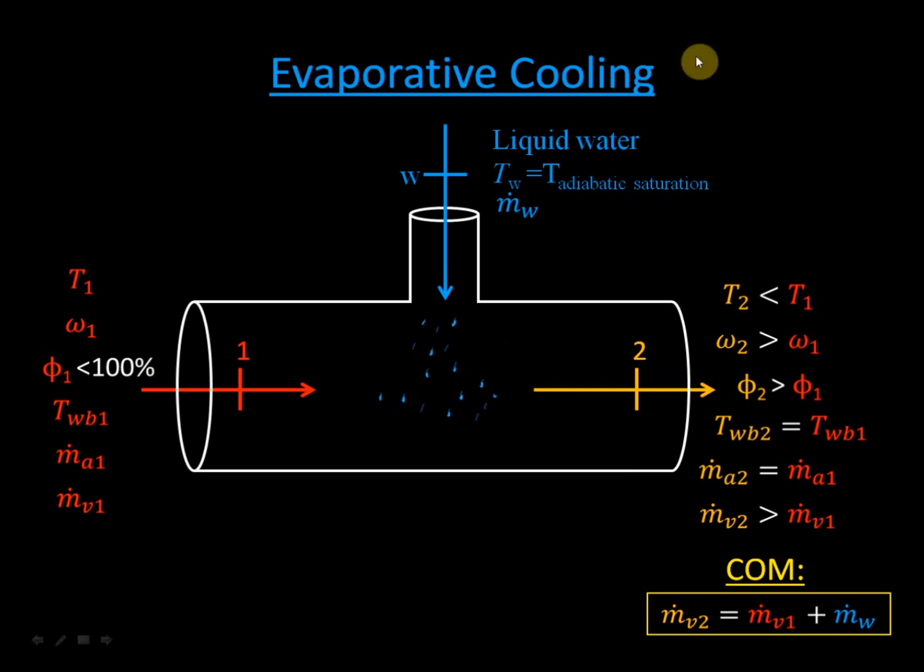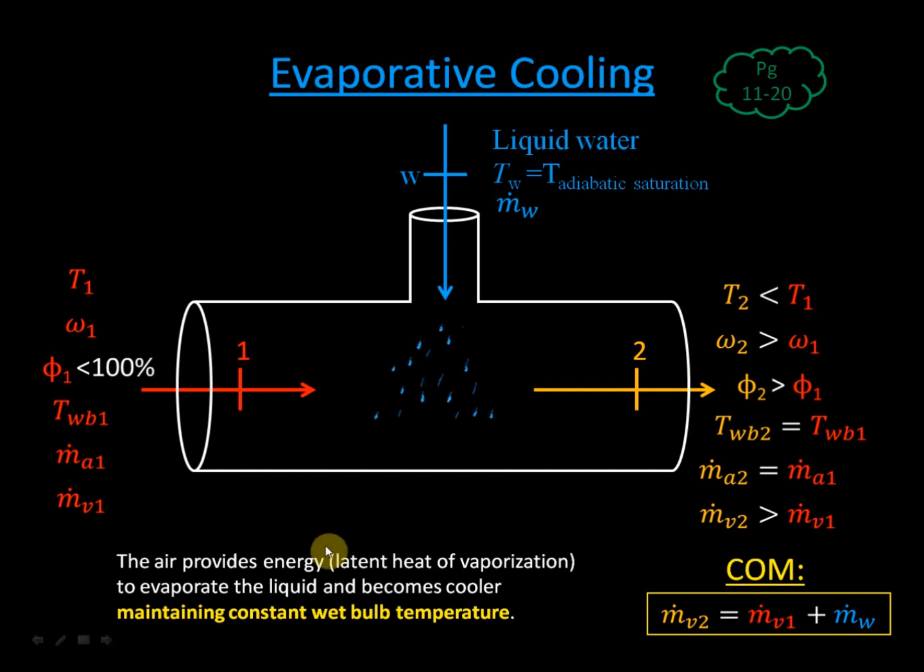This is a very specific case, and it is important to read these details in your problems. In this case, I'm injecting water, and that water is at the adiabatic saturation temperature. Now, again, as I stated, this is on page 11-20, and the air is providing energy, the latent heat of vaporization, to evaporate the liquid, and it becomes cooler. Now, here's the key. If it's evaporative cooling, so I'm injecting water at the adiabatic saturation temperature, I'm cooling, but I'm maintaining a constant wet bulb temperature, and that's very important.